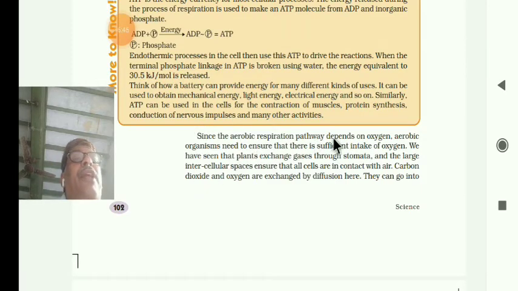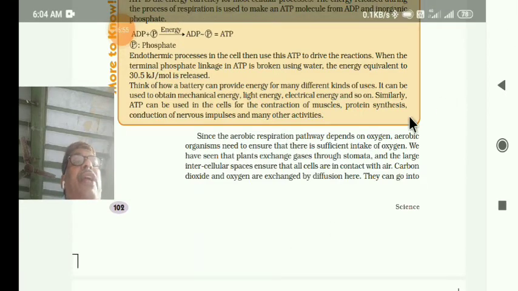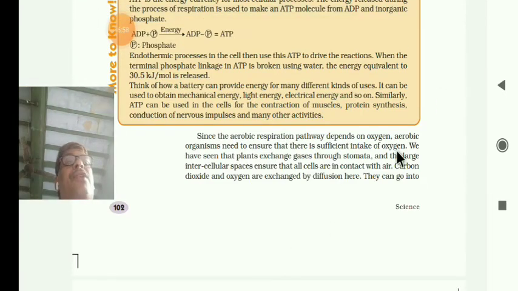Since the aerobic respiration pathway depends on oxygen, we need to ensure there is a sufficient intake of oxygen, meaning the required quantity. We have seen that plants exchange gases through their stomata. The large intercellular spaces ensure that all the cells are in contact with the air.